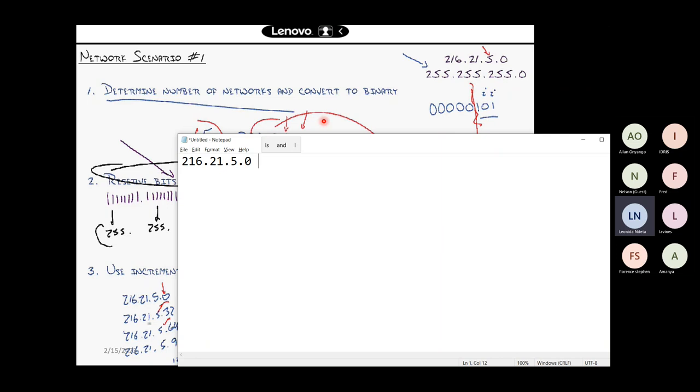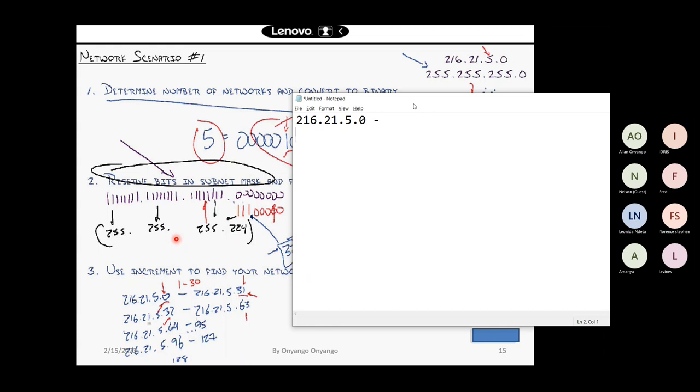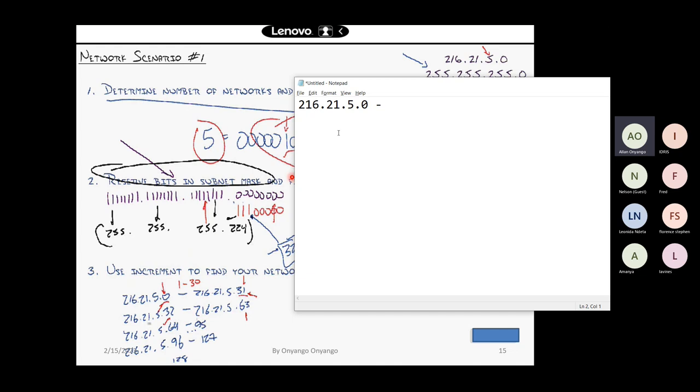Now, at this point, you bring your network address, which was 216.21.5.0. Come and write it here. You'll actually write it on the last step. Okay. So you take 32, which was your increment. Your increment was 32. So if the increment was 32 and it is on the fourth octet, we are going to add that increment on the fourth octet. And you know, the fourth octet, your address is 216.21.5.0. So zero is the fourth octet. So I'll have 216.21.5.0. So I add 32 and it becomes 32. So 0 plus 32, of course, will be 32.